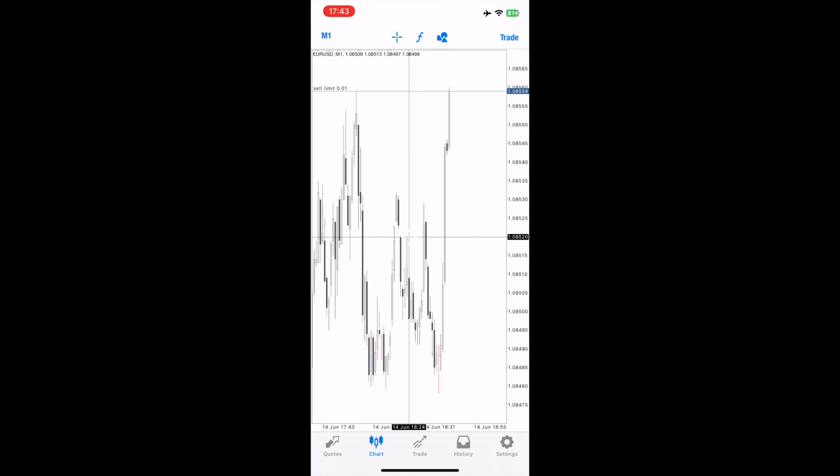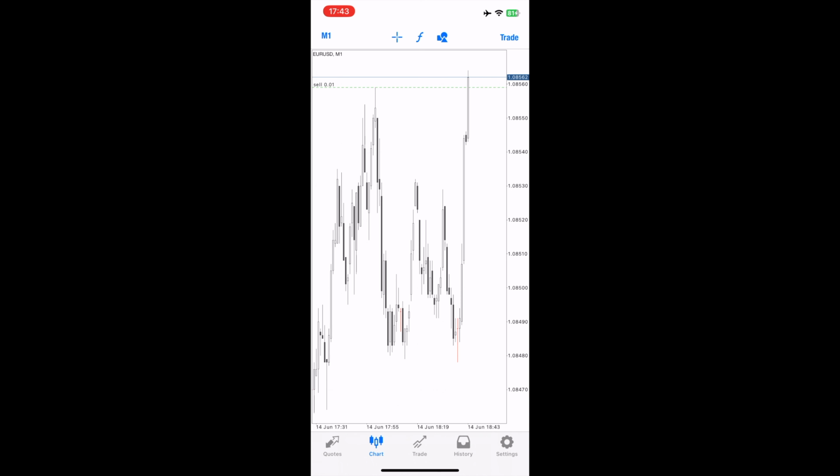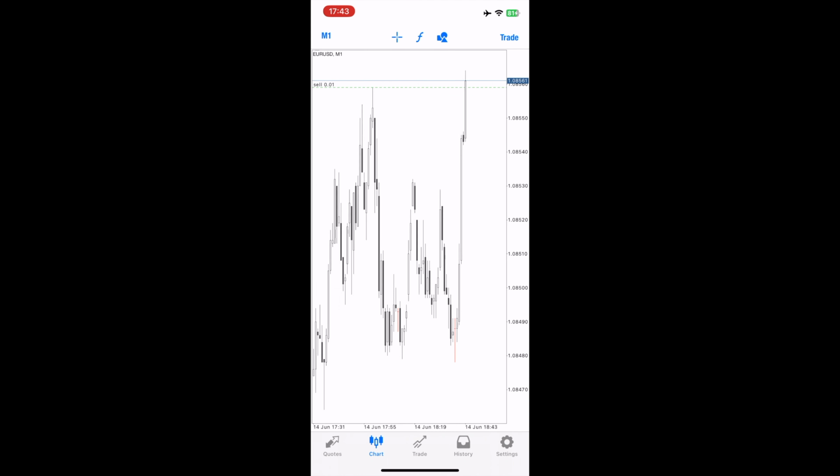You see price is there already. Price is really going up. So this is a sell limit. You can see it was a sell limit and then price has activated me already.